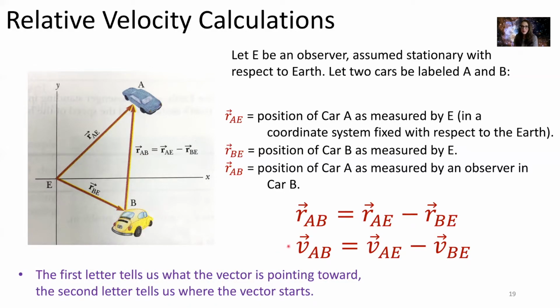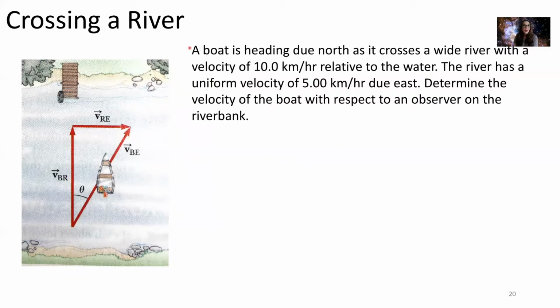So we're going to use our relative velocity equation right here in order to solve a problem, something that you might have even experienced a similar thing in your real life, okay? So we have a boat that is heading due north as it crosses a river with a velocity of 10 kilometers per hour relative to the water, to the flow of water, okay? The river has a uniform velocity, a flow of fluid of 5 kilometers per hour due east. So our river is running to the east. Our boat, with respect to the river flow, is going due north, so they're perpendicular to each other at 90 degrees with respect to each other.